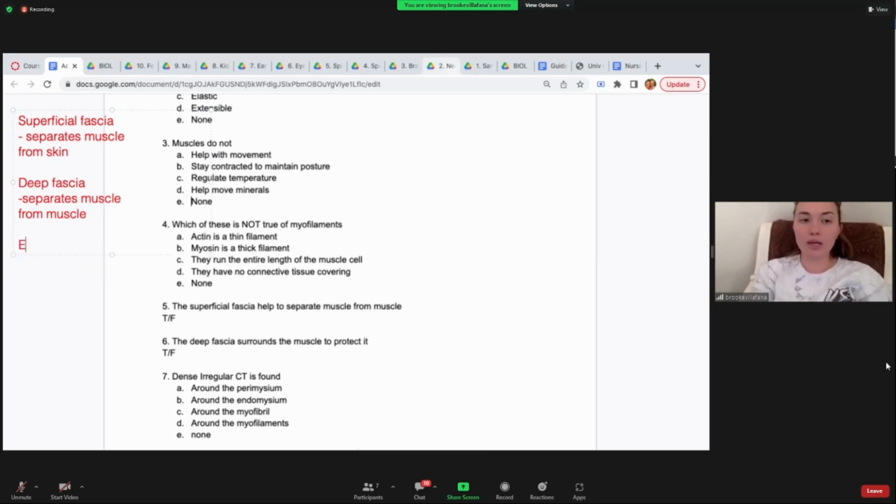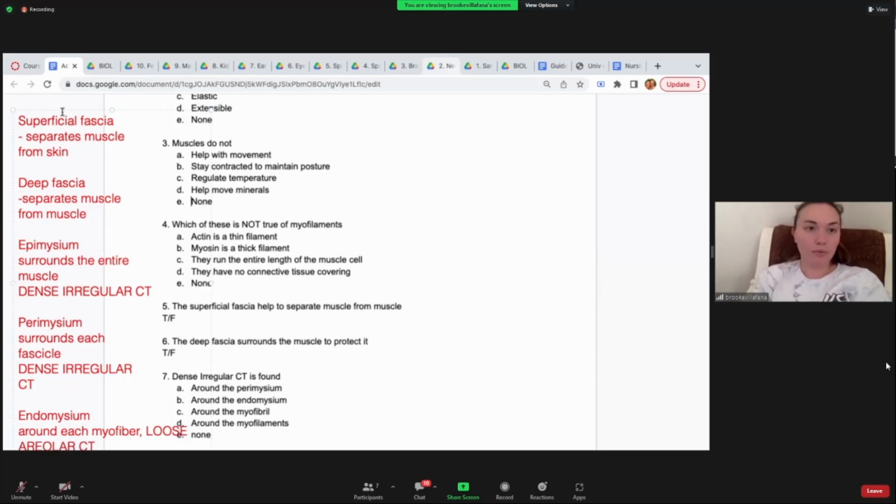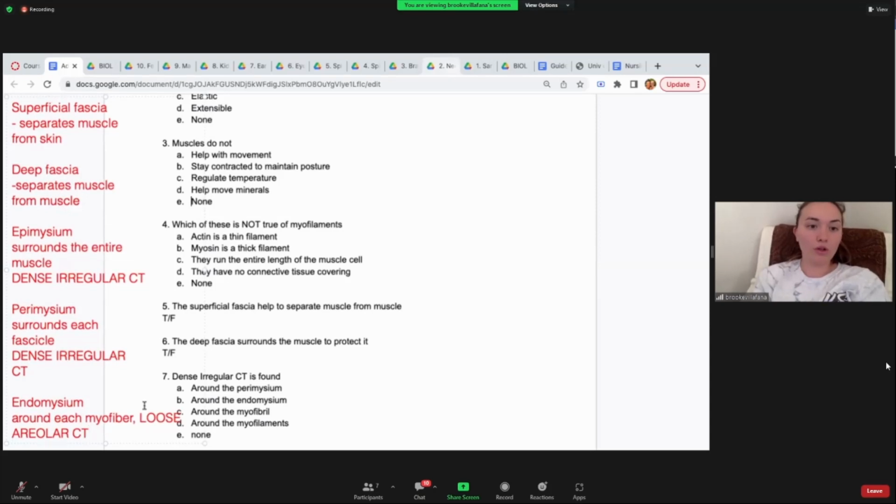And then our next three are going to be our epimysium. This surrounds the entire muscle, and this is made of dense, irregular connective tissue. I know I gave away the next answers, but I feel like this is probably good to put here, okay? Perimysium, this surrounds each fascicle, okay? And this is made of dense, irregular connective tissue. And then lastly, our endomysium around each myofiber. And this is made of loose areolar connective tissue. Okay, so those are all your coverings.